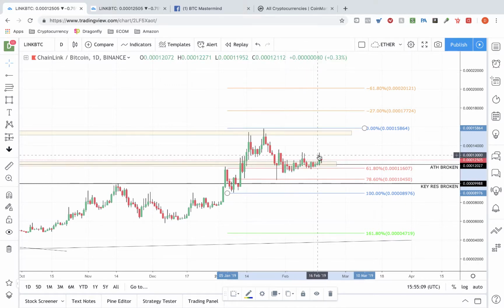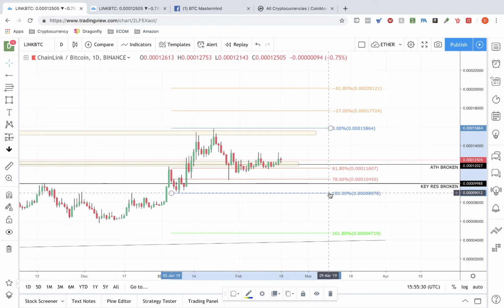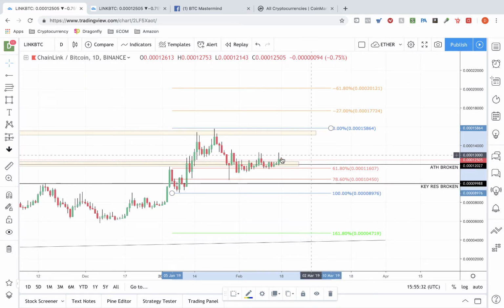Now, yes, this does look like a backwards flag. That could happen. That could very well happen. But it's showing us now that we are making higher highs. We are respecting the levels. We are above the all-time high and above the strong 61.8 retracement level. So our next levels would be up here at 18,000 and change and 20,000 and change. And that's how we use the Fibonacci tool for retracement levels.